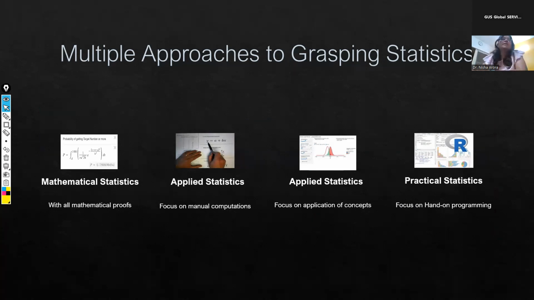Multiple approaches to grasp statistics or mathematics. For both, it is applicable. There are four different approaches in my opinion, sometimes mix and match. One approach is mathematical statistics. If someone is doing a BSc or MSc degree, they must have seen those kinds of derivations, right? If you want to do regression, you will see the formula, the derivation, everything there. If you want to find probability under a normal distribution, you will derive it with integration like this.